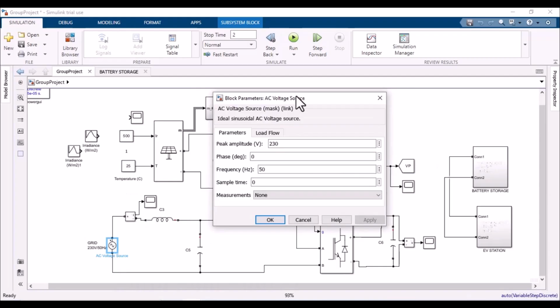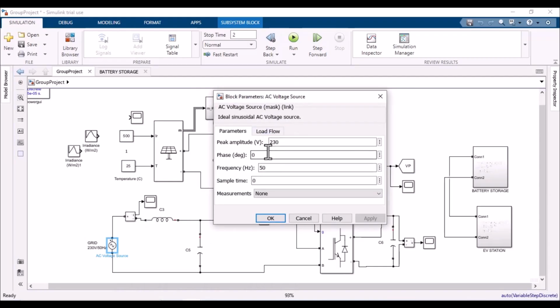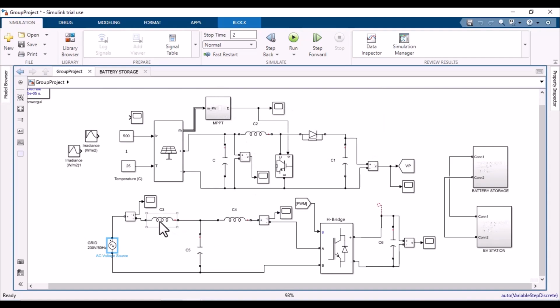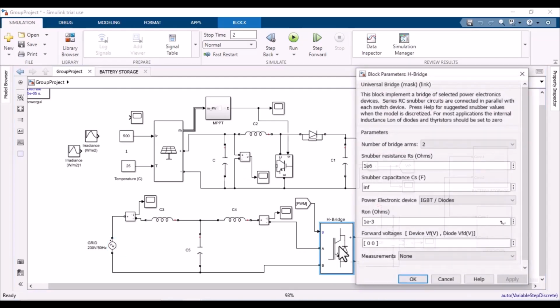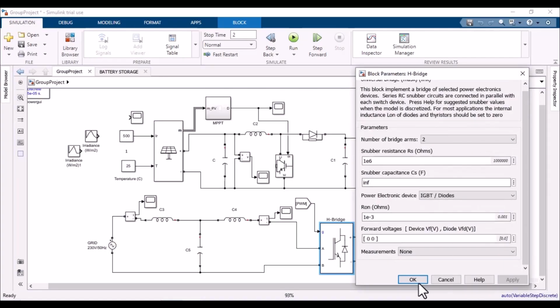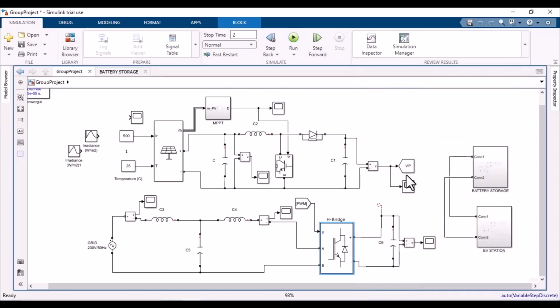So the grid is a single phase 230 volt grid. Its frequency is 50 Hz, and it's connected at the swing bus. So the LCL filter is used just for smoothing of the waveform. So the H bridge values are also the same. I haven't changed any of these values. I used the default values.